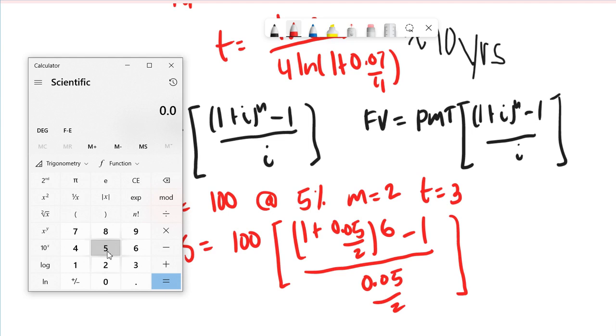So 0.05 divided by 2 plus 1, and then we'll just go ahead and raise that to the 6th power, minus 1. Okay, but I need to divide this by parentheses 0.05 divided by 2, close it, and then hit enter, and then multiply this by 100.